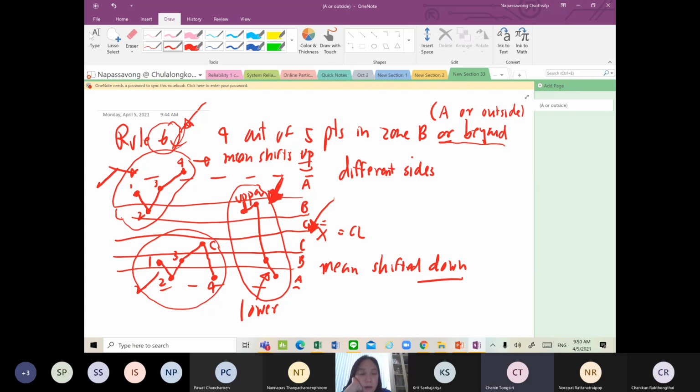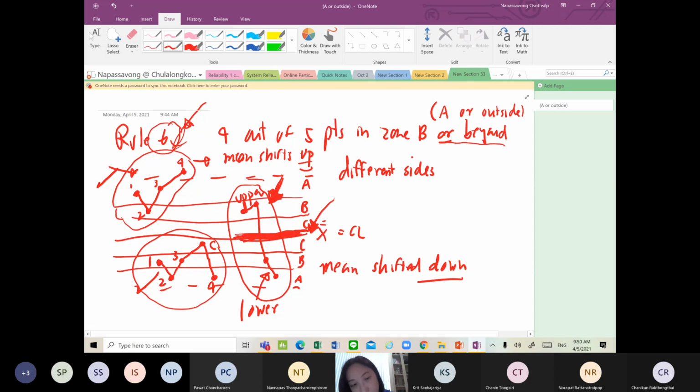Because there are 4 points out of the zone. Okay, that's right, we see 4 points in zone B or beyond, but you have to pay attention to this. These 4 points actually divide into two parts, upper side and lower side. But if you take a look at the average of these 4 points, 2 up and 2 down, right?